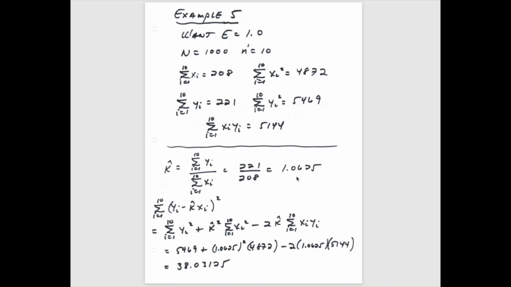Now, with those summary statistics, we can calculate a point estimate for the proportionality constant, the ratio value, k hat, and that turns out to be 1.0625. Next, we need to estimate the population variance, sigma squared, and to do that, we'll need to calculate the sum of squared deviations between the observed y values and the predicted y values. We'll use the expansion formula as before, and when we plug the appropriate values in, we get a value of 38.03125.